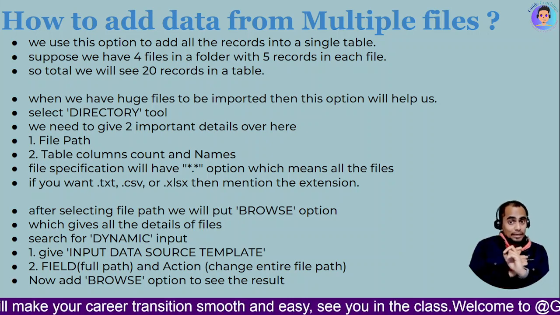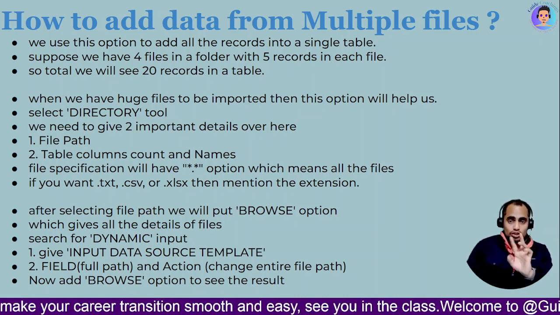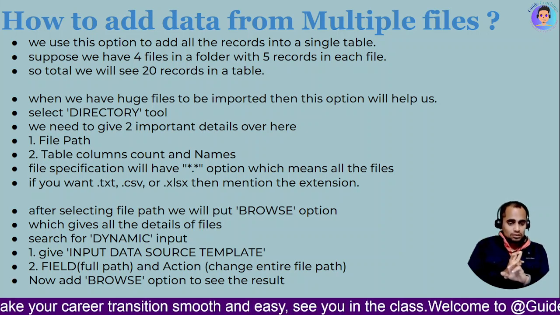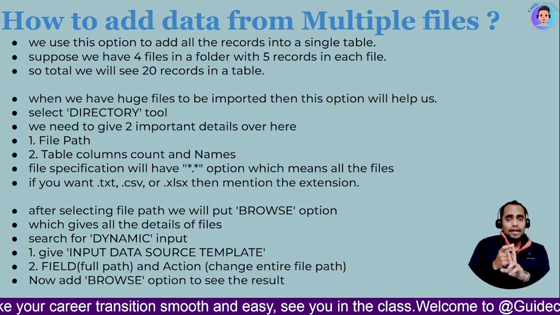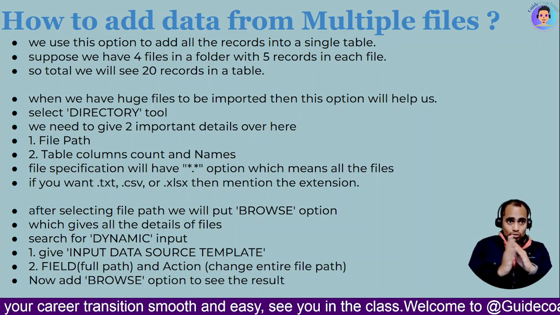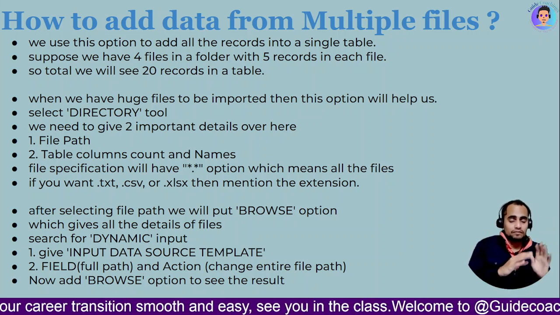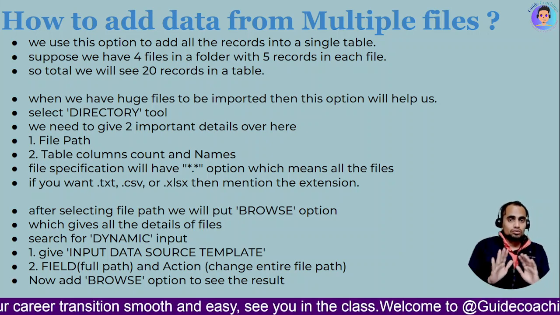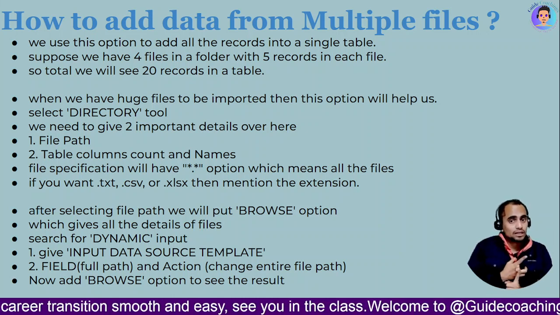The first one is file path. You need to give the file path, the location where the folder is located. And the table columns, the count and the names, have to be the same across the files. If file 1 has 5 columns and file 2 has 5 columns but their names are different, that will not work. These files have to have the same names and the same count of the columns.